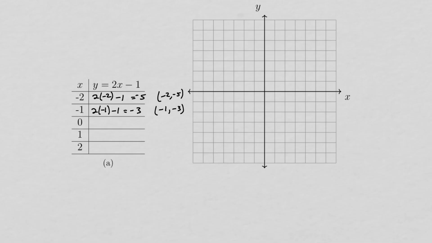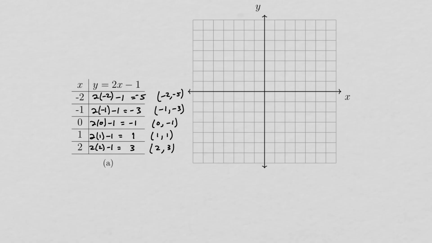If I plug in 0, 2 times 0 is 0, and then 0 minus 1 is -1. So I know that 0, -1 is on the graph. If I plug in 1, then I have 2 times 1, which is 2, minus 1 is 1. So 1, comma 1 must lie on the graph. And then finally, if I plug in 2, that's going to be 4 minus 1, which is 3. So the point 2, 3 must lie on the graph.